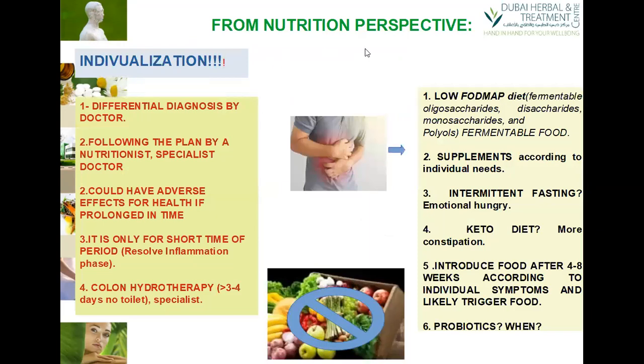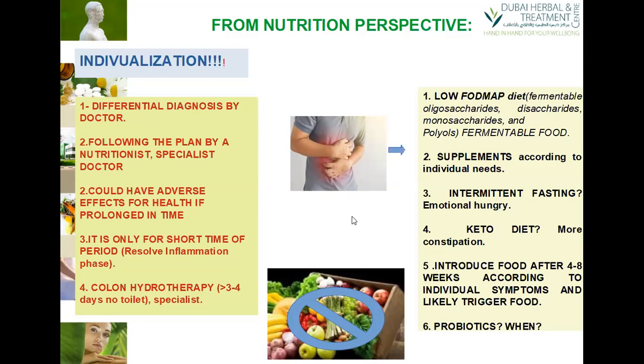From a nutrition perspective, we need to individualize for everyone, first of all. We need a differential diagnosis by a doctor because we don't know if there is any pathogen or parasite affecting the digestive disorder. We need to work with a doctor for the specific diagnosis. Then we need to follow a plan by a nutritionist, along with a specialist doctor. But we need to make sure that we are following a specific diagnosis and diet, because we can have adverse effects on health if we extend this kind of diet over time, because this kind of diet is only for a short period of time.